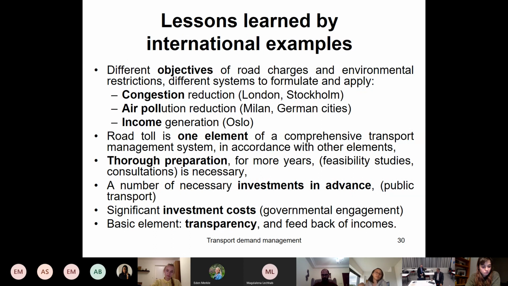One is congestion reduction, as Zoltán mentioned, Stockholm and London, introduced 10-15 years before. The other direction is air pollution control in Milan and some German cities. This is not a real road toll or urban road charge, what we see in German cities, but there is a certain regulation depending on the technical parameters of the cars. And the third example is in Oslo and some other Norwegian cities, Trondheim, income generation, practically paying a road toll at the crossing of the city border, and this income is fed back to urban developments.